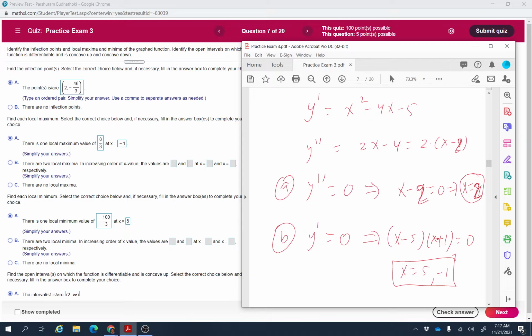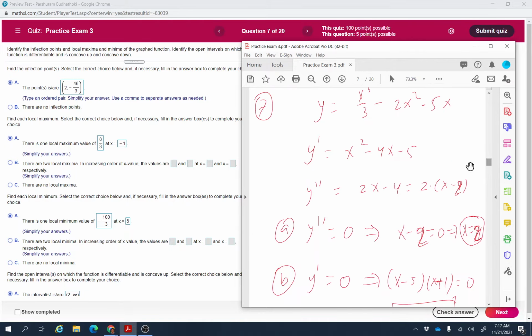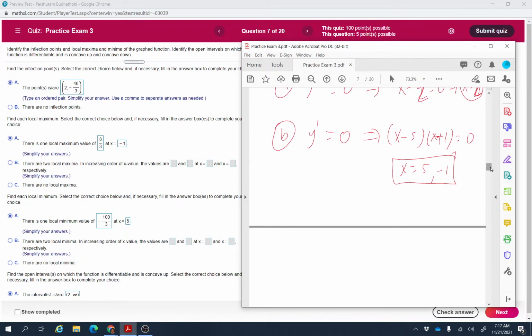Now we have the critical points, and by using them we can find out where the function has a local maximum or local minimum value. You have the second derivative and you have the critical points. So just find the second derivative at 5. That would be positive.